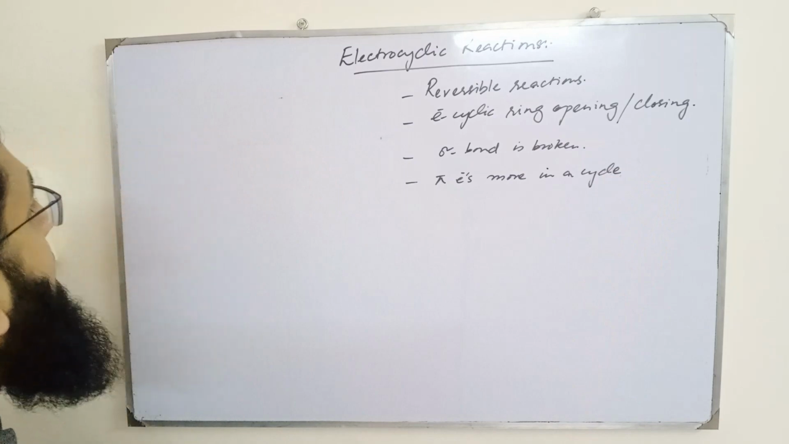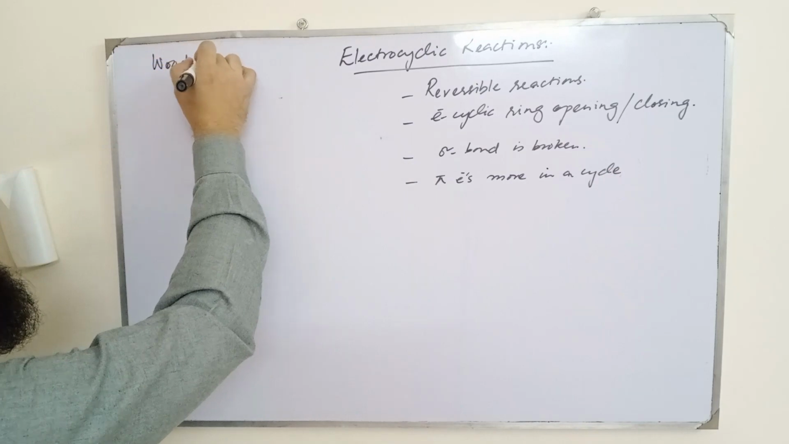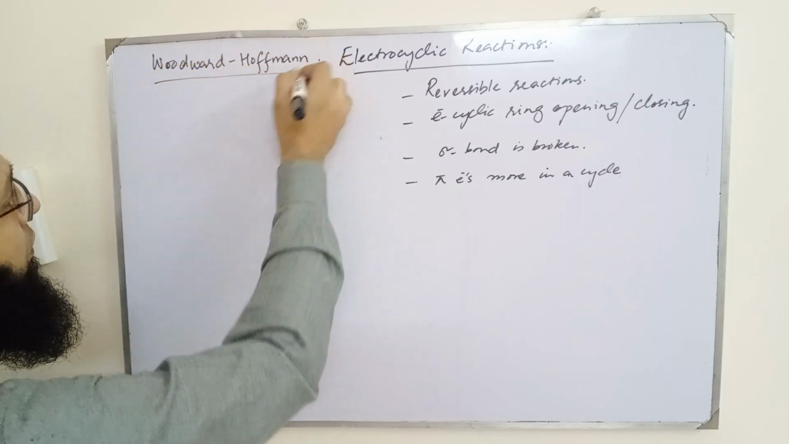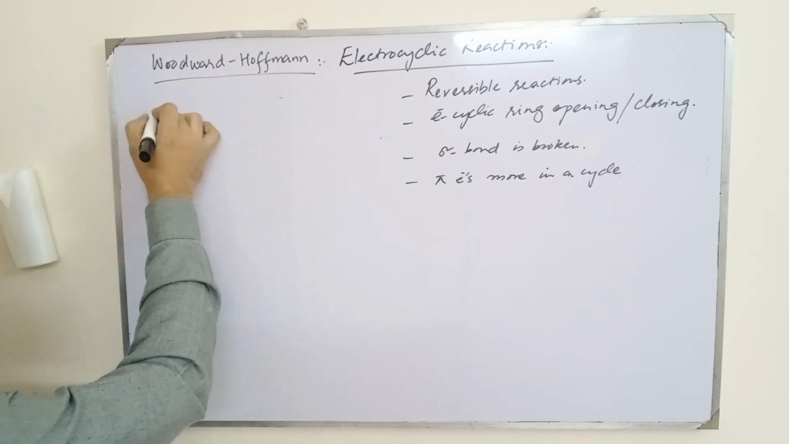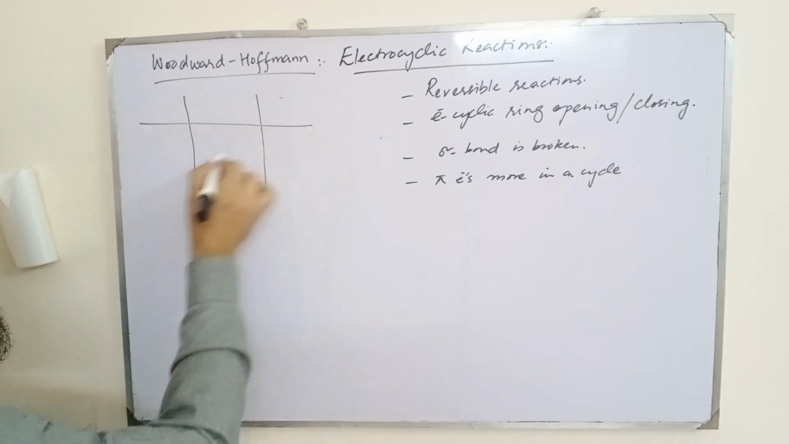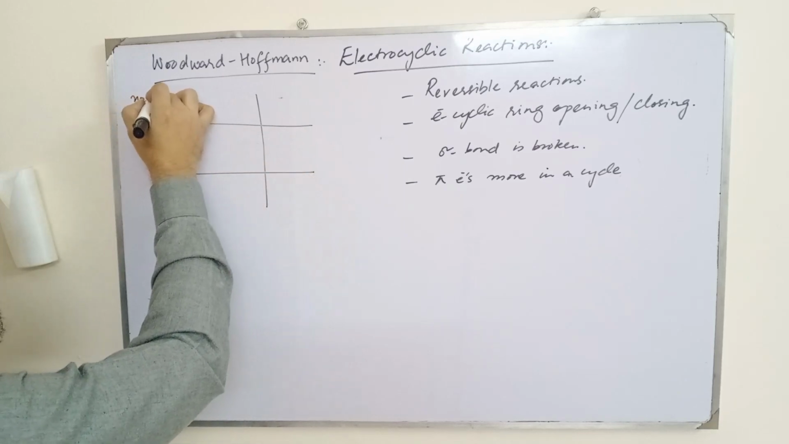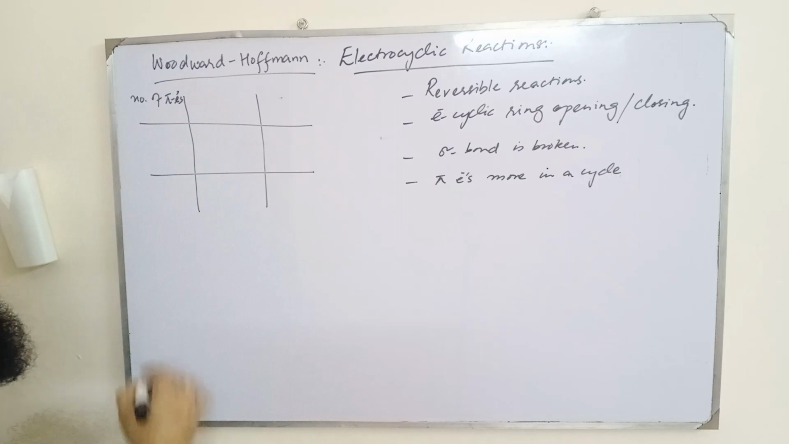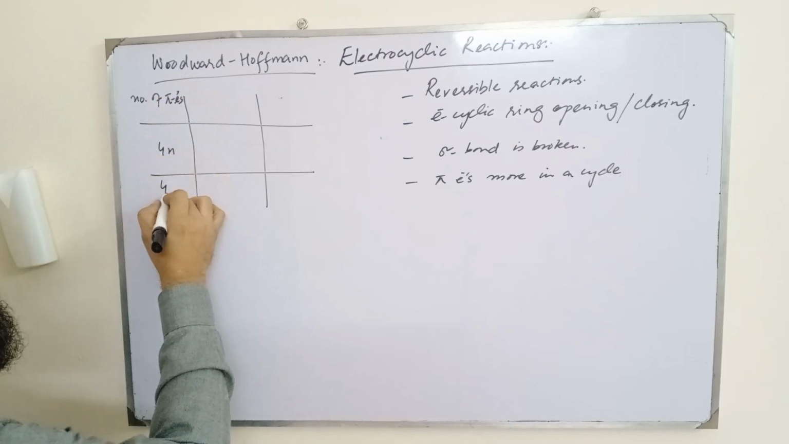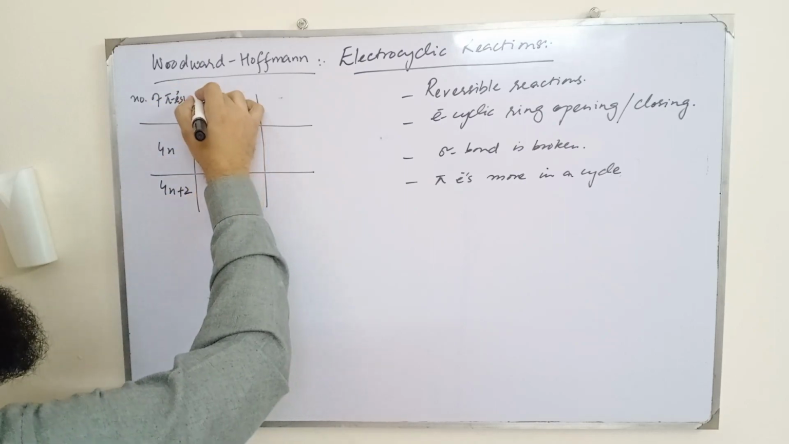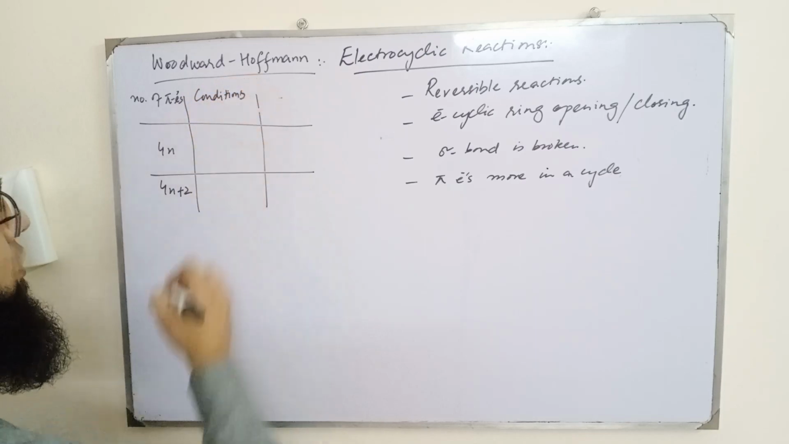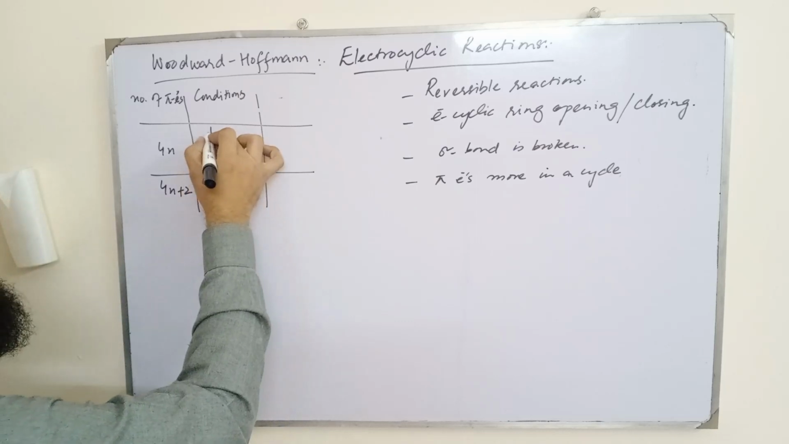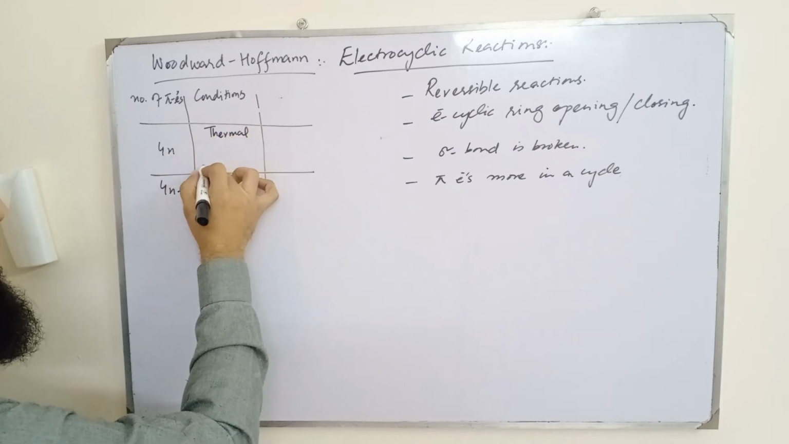So now we see the Woodward-Hoffmann rules. We follow a table for this: number of pi electrons and conditions of the reaction, because we know that electrocyclic reactions can be initiated by thermal conditions or photochemical conditions. So thermal or photochemical.